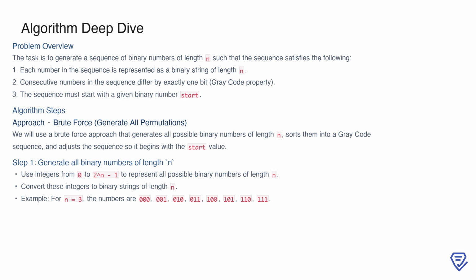To tackle this, we can use a brute force approach. The first step in this approach is to generate all possible binary numbers of length n. We do this by iterating through integers from 0 to 2^n minus 1 and converting each integer into its binary string representation of length n. For example, when n equals 3, the binary numbers generated are 000, 001, 010, 011, 100, 101, 110, and 111. This gives us a comprehensive set of all potential binary strings we can use.